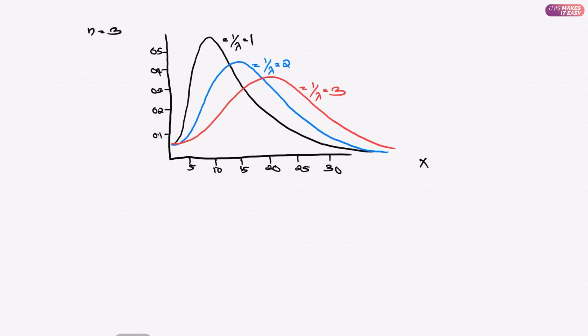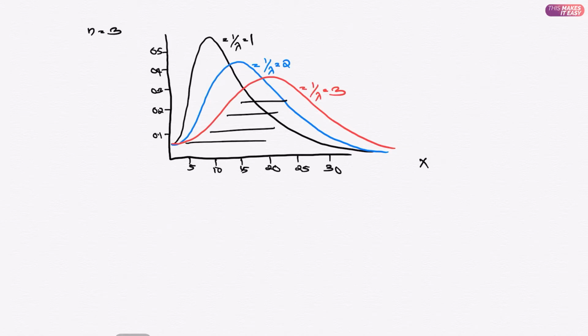Here n is 3, it means we are waiting for 3 events to occur. Then we have a greater probability of our waiting time x being large if our mean waiting time 1 by lambda until the first event is large. So it makes sense then that for fixed n, as 1 by lambda increases, the probability moves to the right.